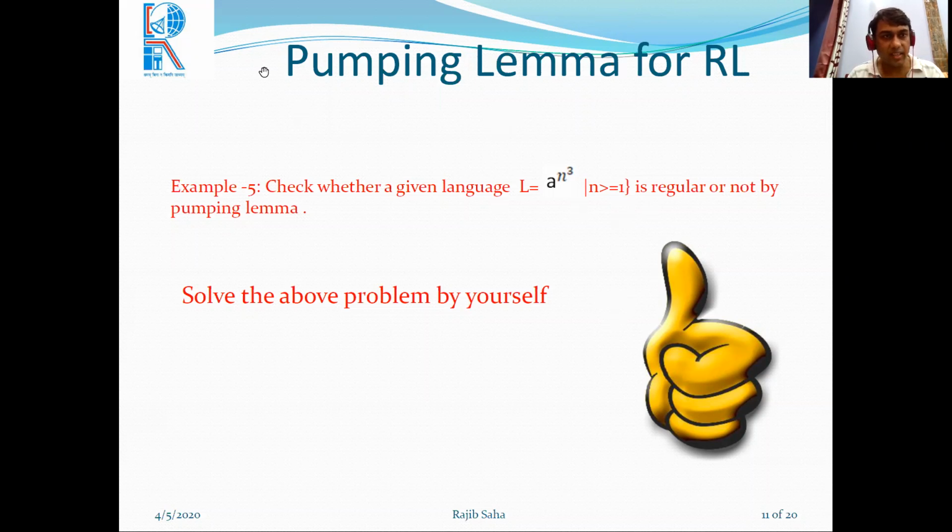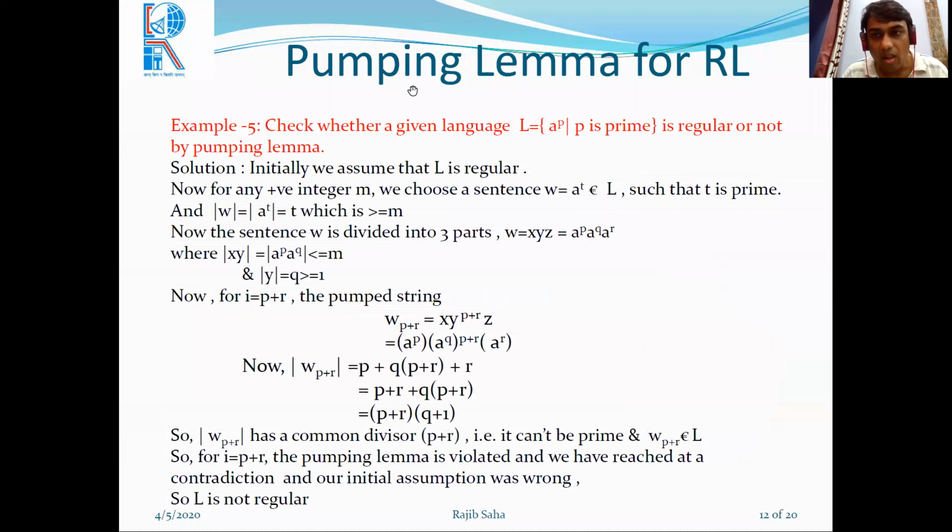That is the next problem, and it also belongs to another type of category. We need to understand whether a language L, you can see the mouse pointer, is L = a to the power p, where p is prime. Now what approach should we take? The same thing: we consider some m, such that w is equal to a to the power t, where a to the power t belongs to L, then mod of w equals mod of a to the power t, which is t, greater than or equal to m, then three parts x, y, z.